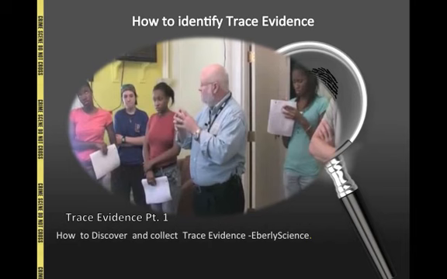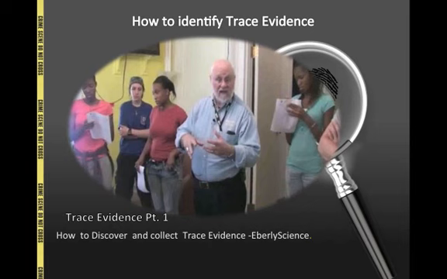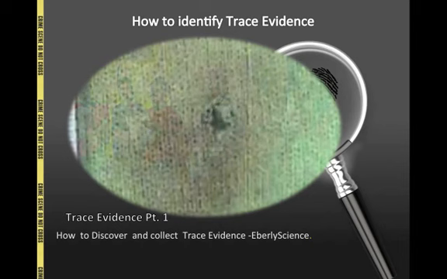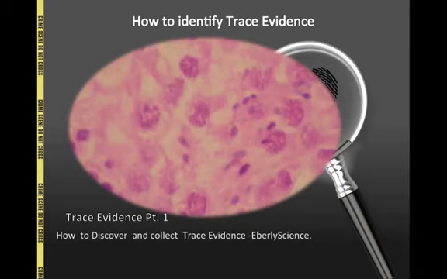So anything that's microscopic, like hairs, fibers, little pieces of dust, glass shards, are things which I consider part of the micro scene. So for every macro scene you have at the crime scene, there's an associated micro scene. It could be gunshot residue, it could be bacteria, semen, saliva, which is typically macro scene, but it could also be micro scene because you're dealing with microscopic elements.